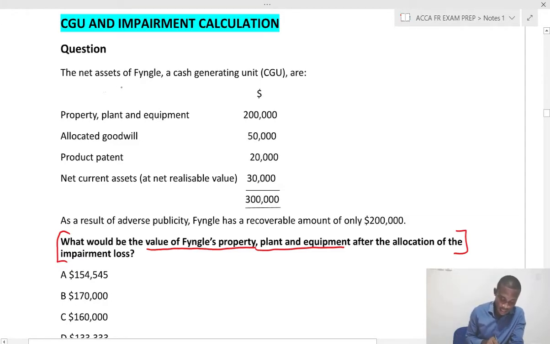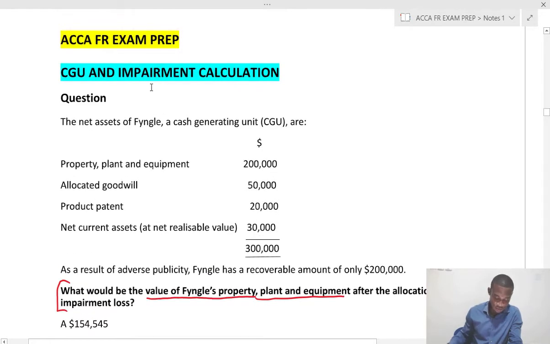So the details, the net assets of Fingal, a cash generating unit, are: PP 200, allocated goodwill 50, product patent 20, net current assets. These are already at their realizable value, so these are their recoverable amount, so I will use RA. As a result of adverse publicity, Fingal has a recoverable amount of 200,000. So the whole CGU, the recoverable amount is 200.